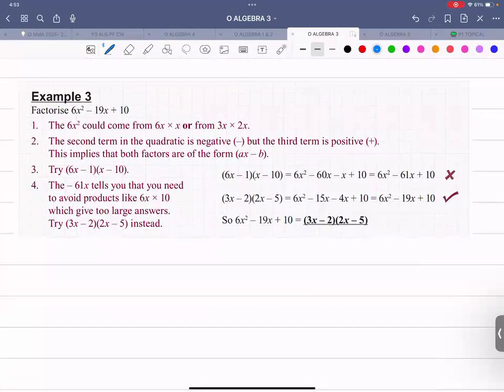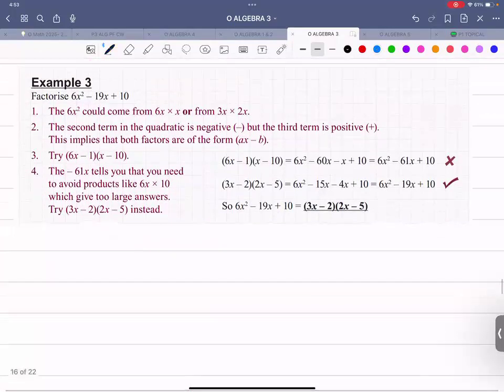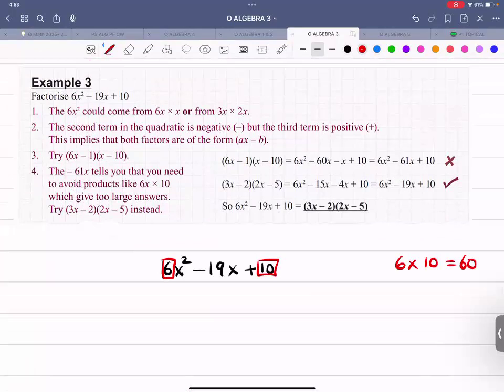And another question of the same sort, let me explain it to you. This is 6x squared minus 19x plus 10. So there is 6 over here. There is 10 over here. 6 into 10 is 60. So 19, I think 15 into 4. So that is negative 15x, negative 4x plus 10.